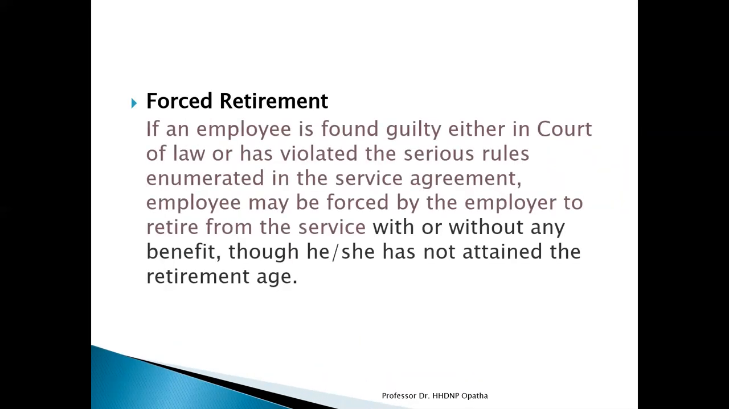Then forced retirement. That is because of violations of certain serious rules. If an employee is found guilty either in a court of law or has violated the serious rules enumerated in the service agreement, that employee can be forced by the employer to retire from the service. Some actual examples come to my mind, but time doesn't permit. Very interesting examples I have, even coming from some of my students. Forced retirement, right?